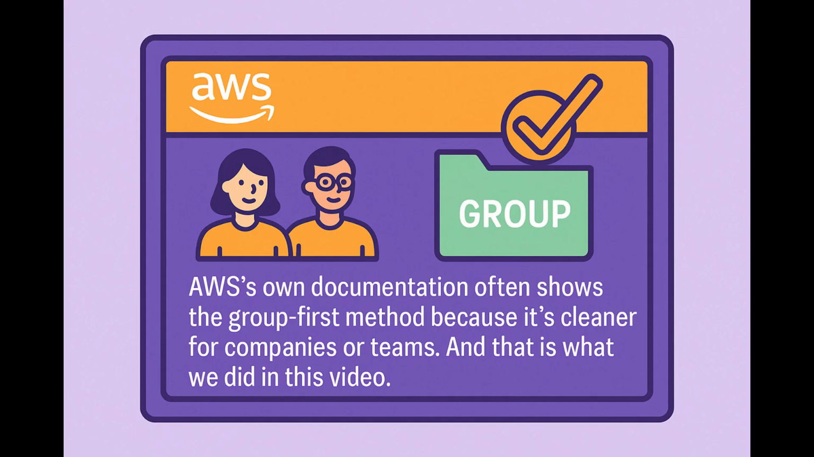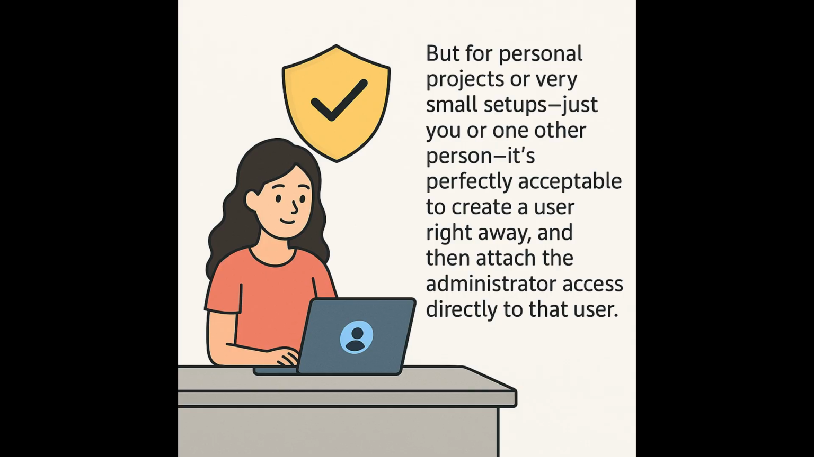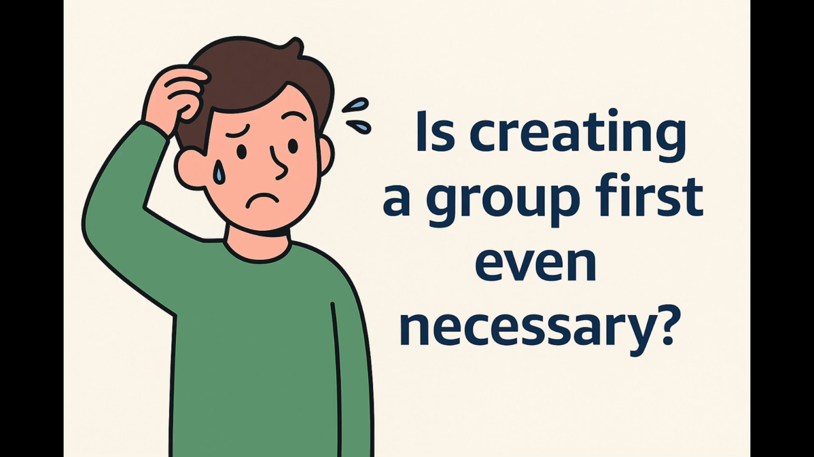AWS's own documentation often shows the group first method because it's cleaner for companies or teams. And that is what we did in this video. But for personal projects or very small setups, just you or one other person, it's perfectly acceptable to create a user right away and then attach the administrator access directly to that user. But the bottom line is this: you don't have to create a group first. It just depends on how many people you expect to manage.